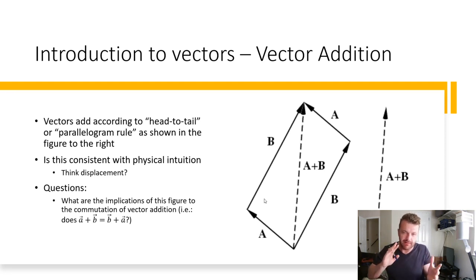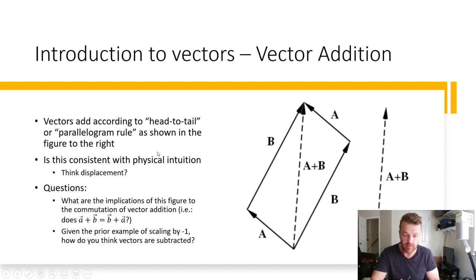And commutative mathematically means that you can swap the order of the operation. So you can kind of see it here. Imagine that these are displacement vectors and I'm starting at this point. It doesn't matter if I do A first and then B, or if I do B first and then A, I end up in the same spot in each case.